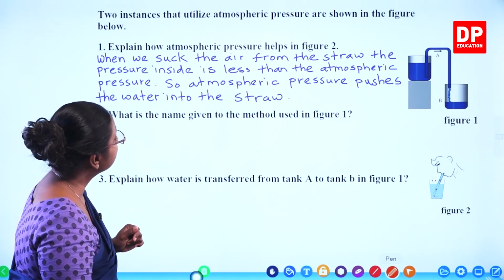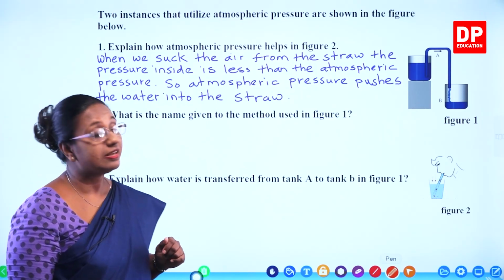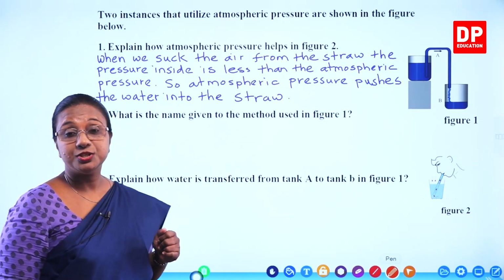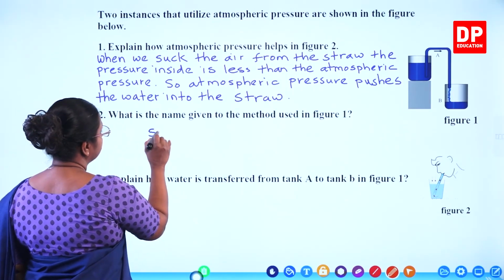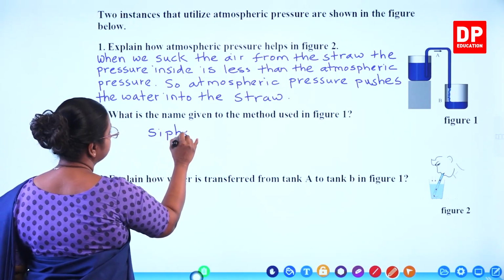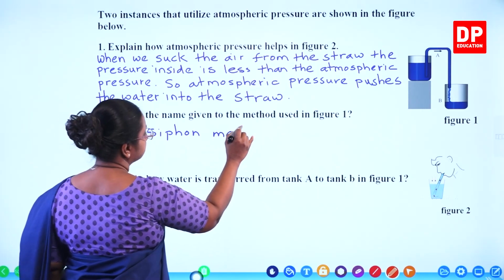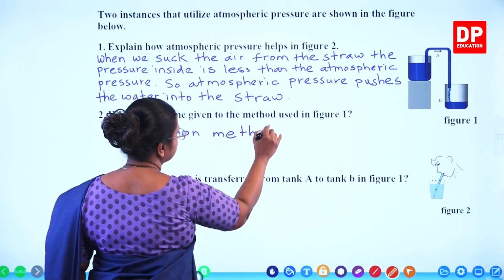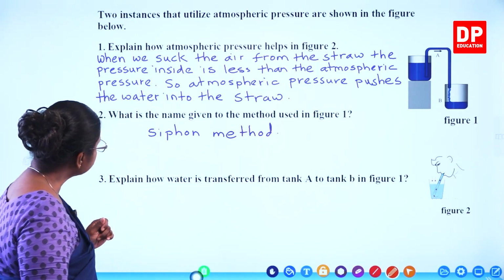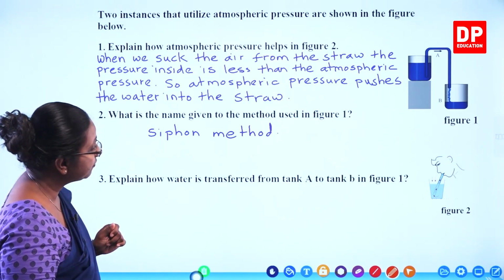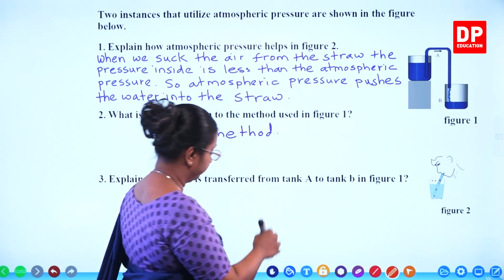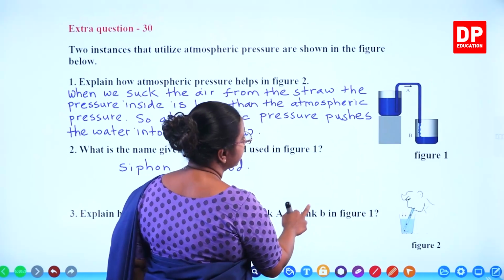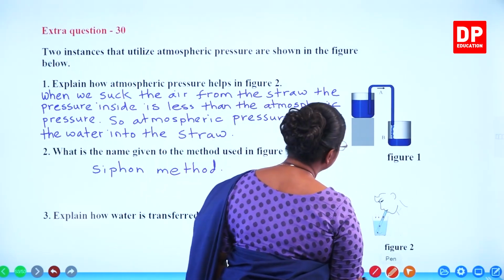Then what is the name given to the method used in figure 1? Figure 1, I already told you what that method is. Siphon method. Then explain how water is transferred from tank A to tank B in figure 1. So this is the siphon method. You all know this method, students.